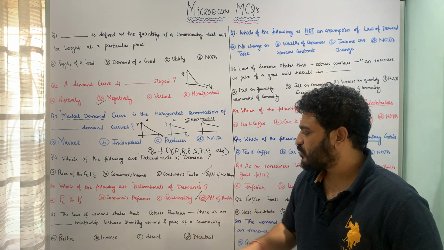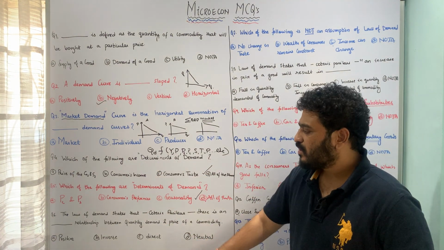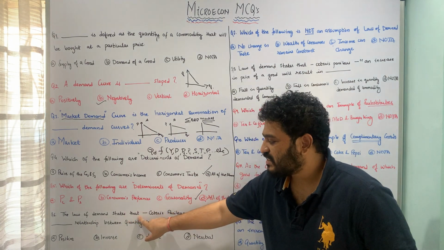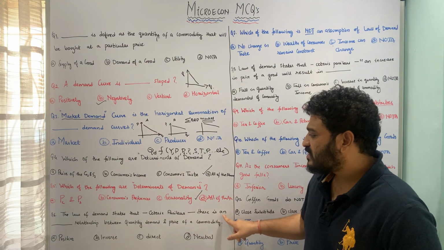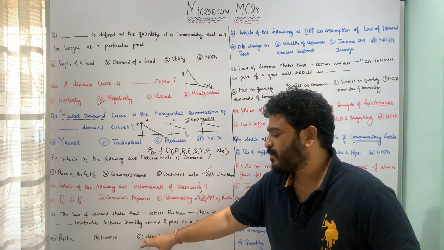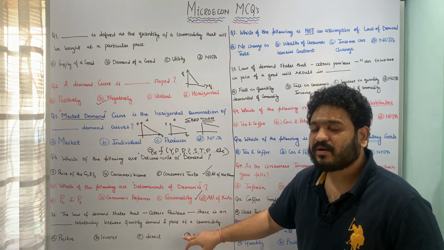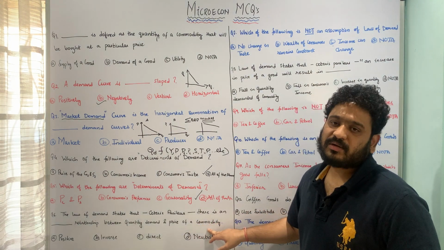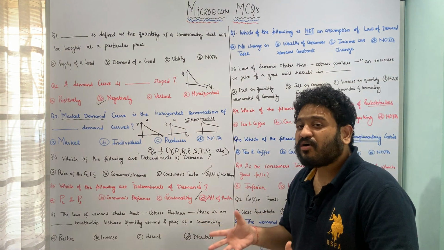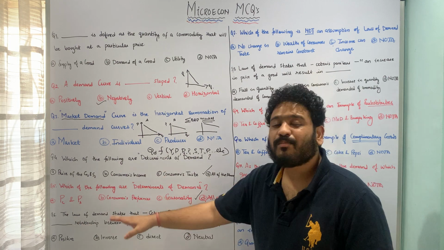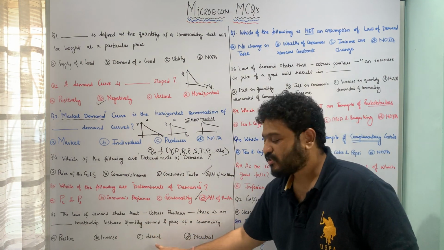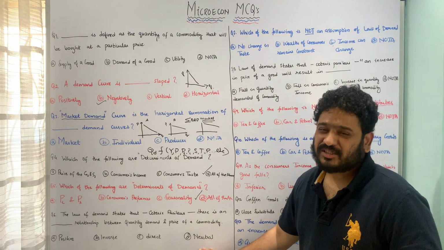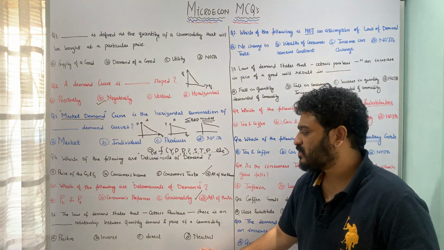Let us now move to the next question, which is about the law of demand. It says the law of demand states that ceteris paribus, that means everything else remaining constant, there is an dash relationship between quantity demanded of a commodity and the price of that particular commodity. What does law of demand state? Whether it is a positive relation, whether it is inverse relation, whether it is a direct relation, or there is no relation, neutral relation is seen.